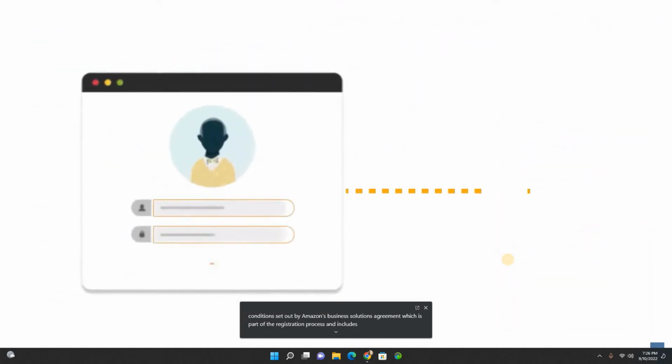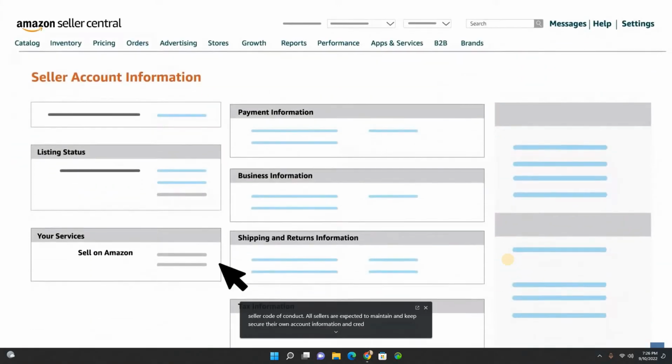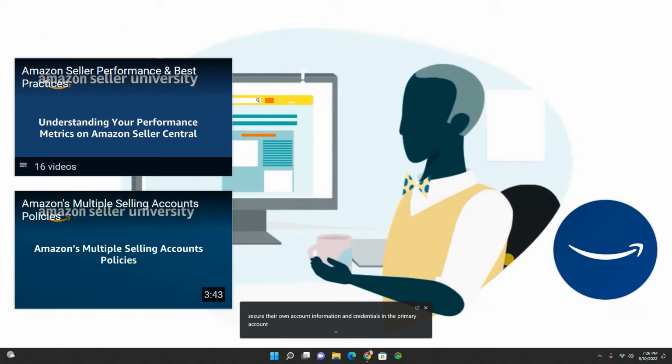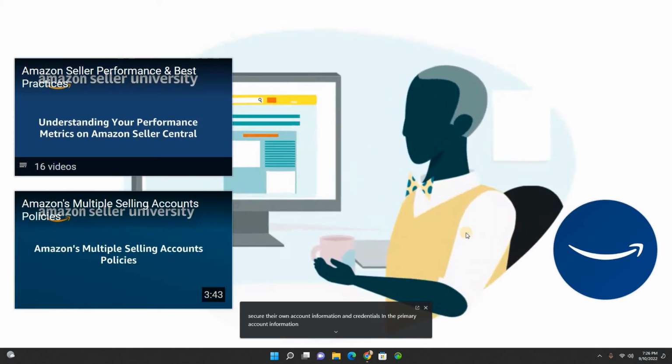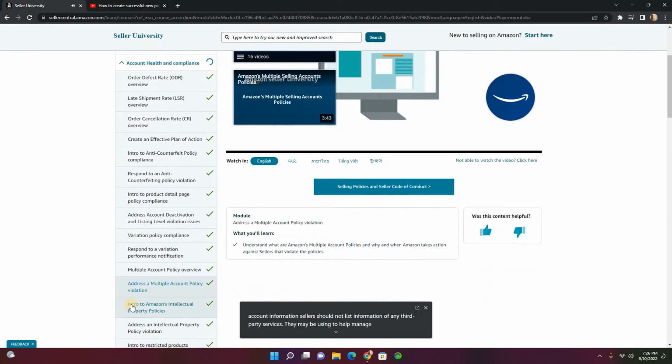All sellers are expected to maintain and keep secure their own account information and credentials. In the primary account information, sellers should not list information of any third-party services they may be using to help manage the account. However, if you have engaged a valid third-party service, we recommend listing them.